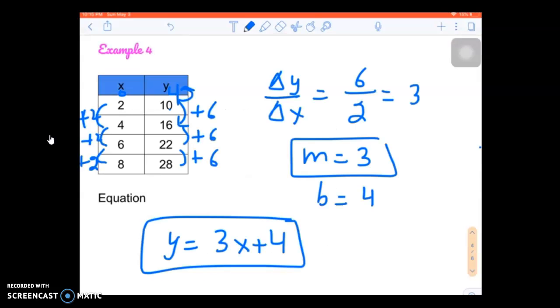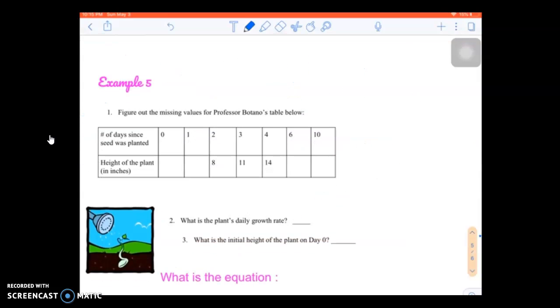All right, so now we have to figure out the missing values for Professor Bottano's table. So I have the number of days since the seeds were planted and the height of the plant in inches. So I'm figuring out the changes I can already see. From 8 to 11 was plus 3, and from 11 to 14 is plus 3. So I can use that pattern to fill out the rest of the table.